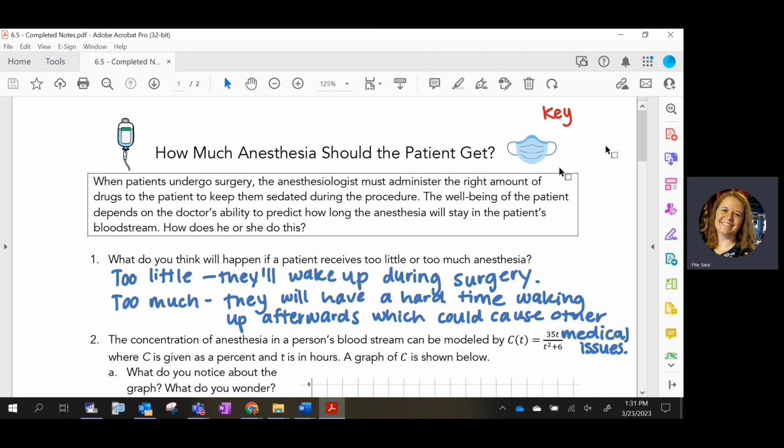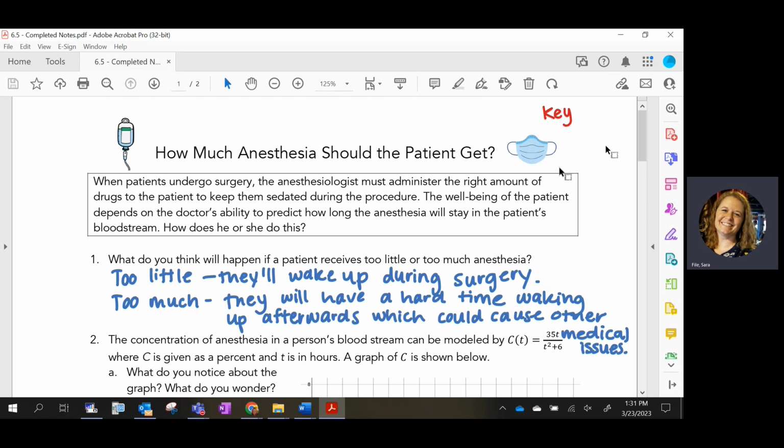So the scenario is a patient's undergoing surgery. The anesthesiologist must administer the right amount of drugs to help keep the patient sedated during the procedure. The well-being of the patient depends on the doctor's ability to predict how long the anesthesia will stay in the patient's bloodstream. How does he or she do this? Okay. The first question says, what do you think would happen if you received too much or too little anesthesia?